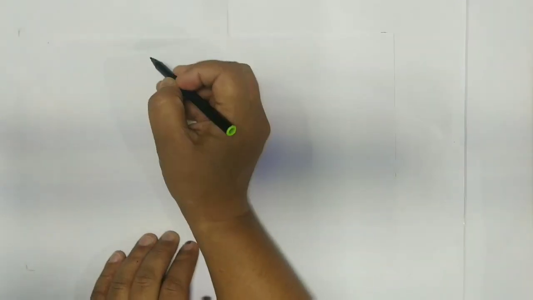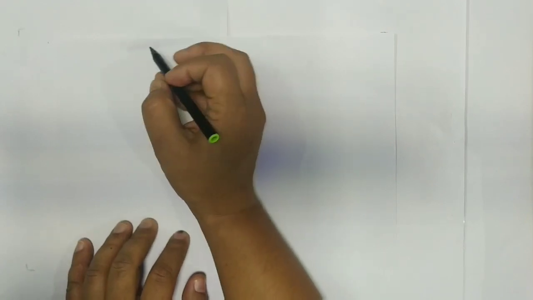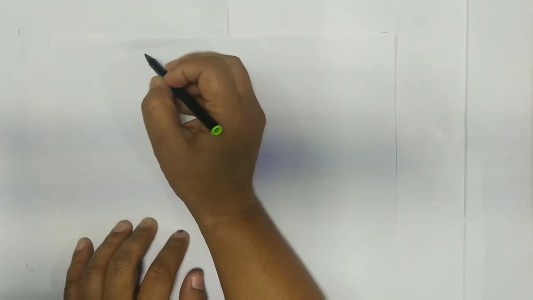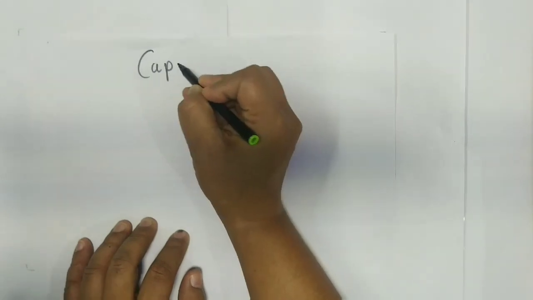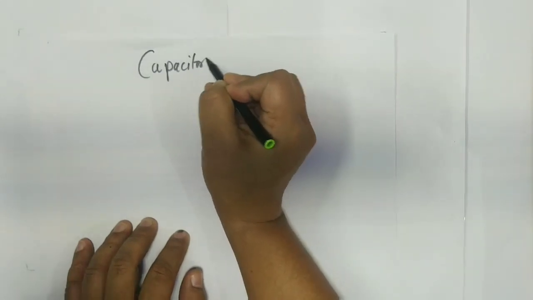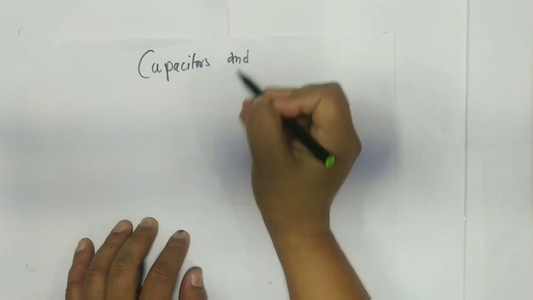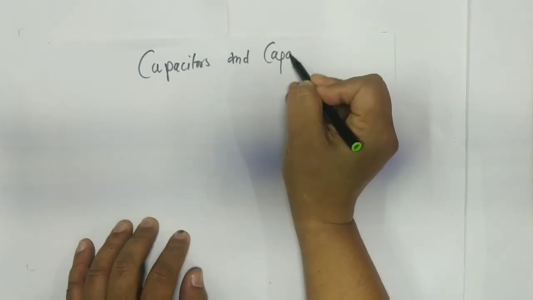Session with electrostatic potential and capacitance. Today we'll discuss capacitors and capacitance. Already we have finished electrostatic potential. So today we are going to discuss a very important equipment of electricity, and that is capacitors, and capacitance.